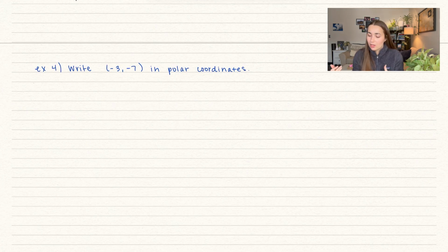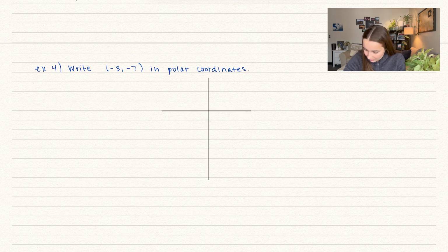Here's our last example. We are given the point (-3, -7), and we want to go ahead and write it in polar coordinates. So this one's going to be a lot more difficult with graphing, right? Let's go ahead and graph out the point. Gosh, that's going to be big. Okay. Negative 3, then 1, 2, 3, 4, 5, 6, 7. I barely made it. So this is going to be the point all the way down here.